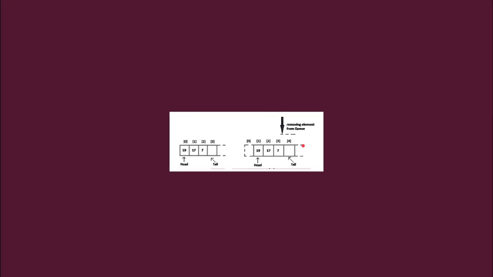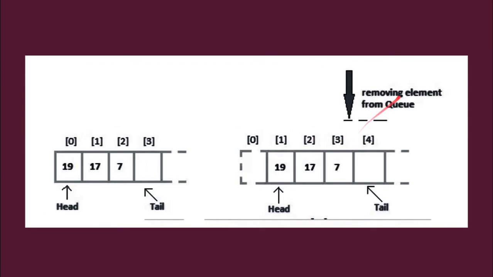So this diagram says how the deletion takes place from the queue. Here we can see there are three elements in the queue. First is 19 and the last is 7, and the tail is in the next position after the last element.